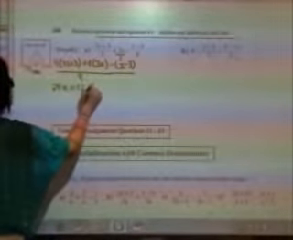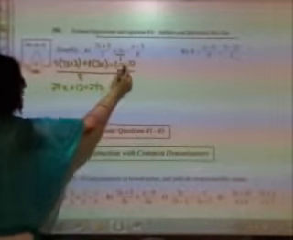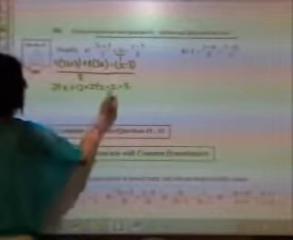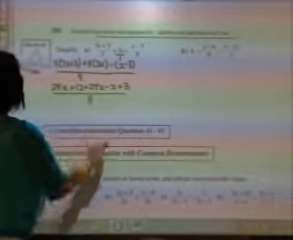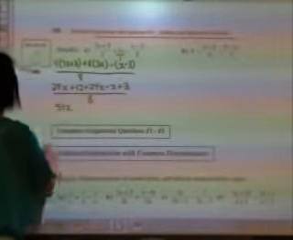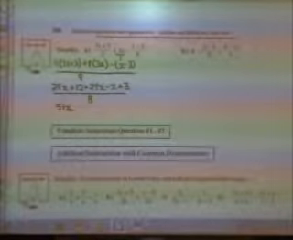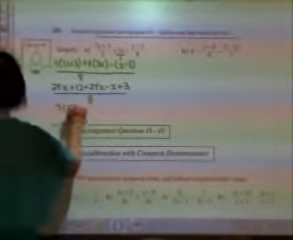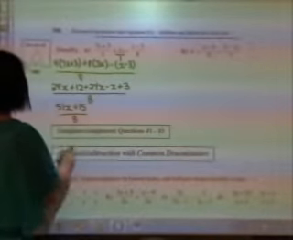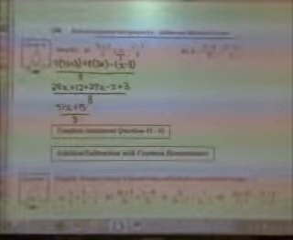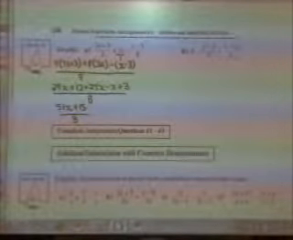28x plus 12 plus 24x, and then I get a minus x and a positive 3. So 28x plus 24x minus 1x. And 12 plus 3? And it's all over 8. Okay? So I'm going to give you a couple of minutes. I want you to try to do question B on your own.